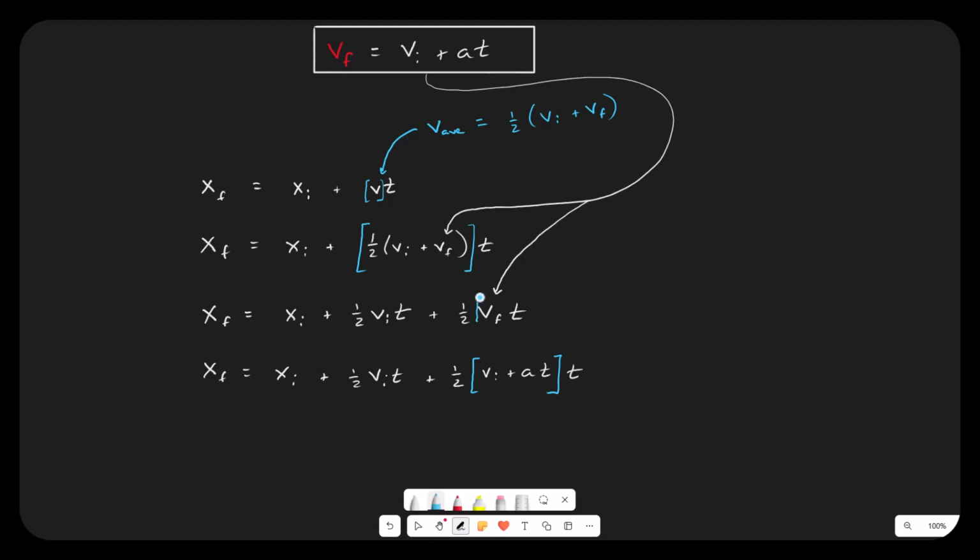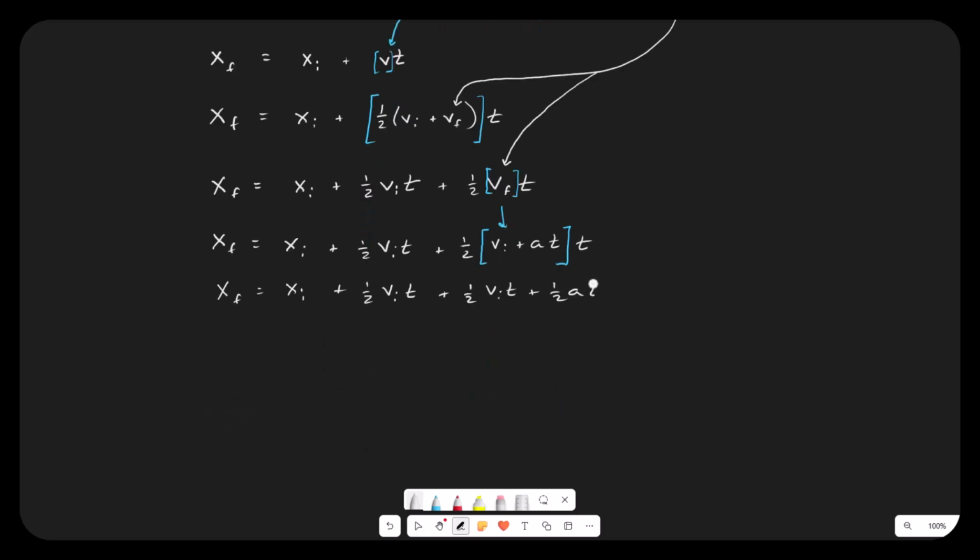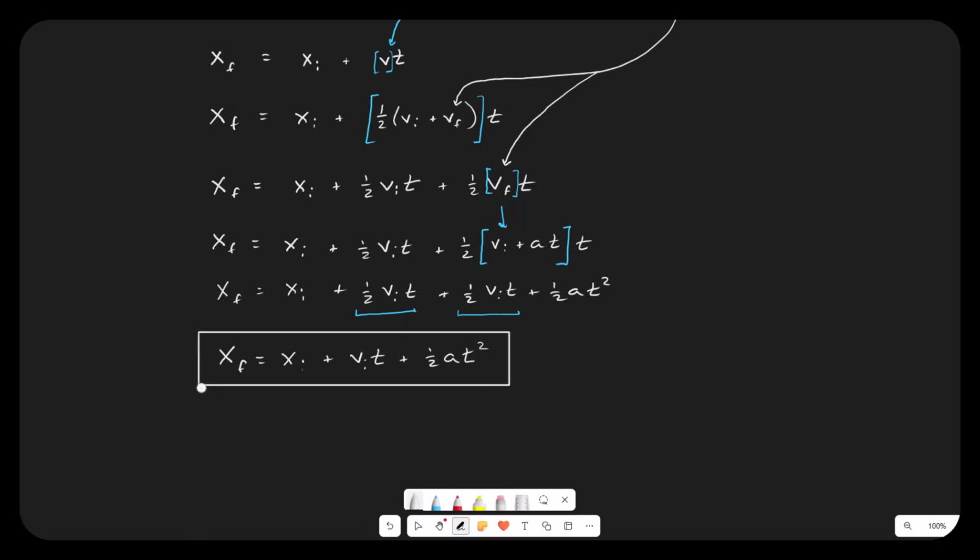Again, all I did was plug into there. I'm going to again distribute this out. Alright, I've got this half v initial t, half v initial t. If I take those and put them together, I get a full v initial t. And that is an equation that I want to put a box around. That's one that's going to be helpful down the line.